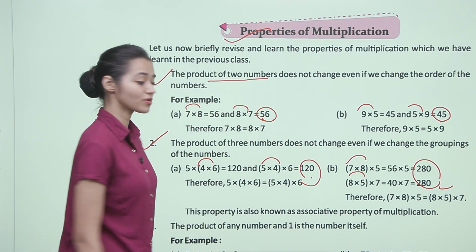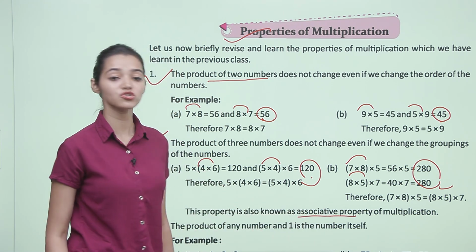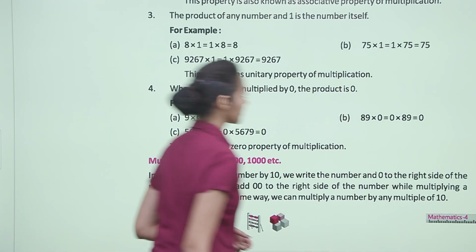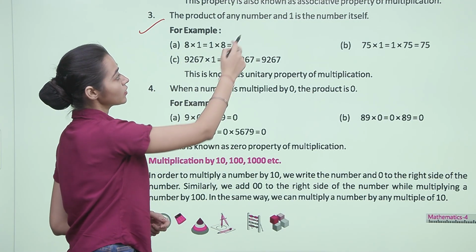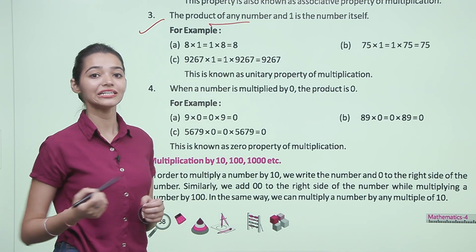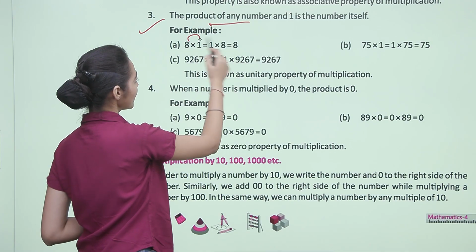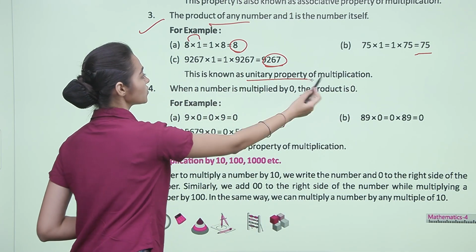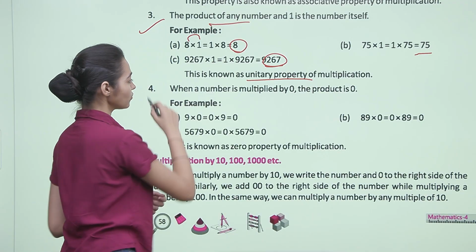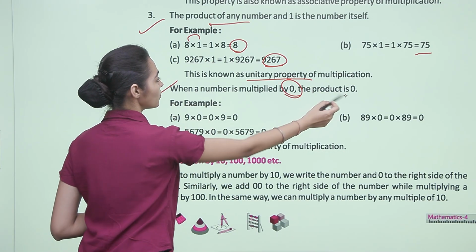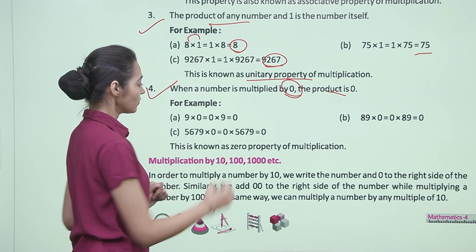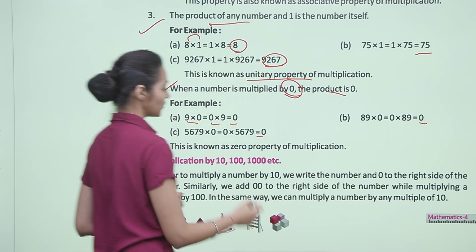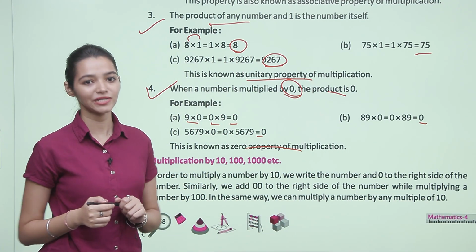This property is also known as the associative property of multiplication. Now the third property says that the product of any number and 1 is the number itself, that is, when we multiply any number by 1, it is the number itself. This is known as the unitary property of multiplication. The fourth property says that when a number is multiplied by 0, the product is always 0. This is our zero property of multiplication.